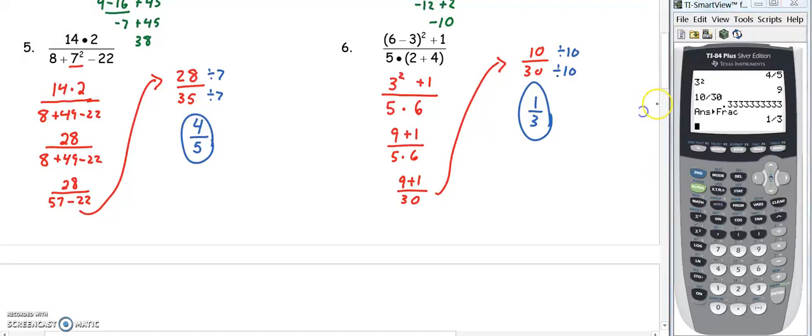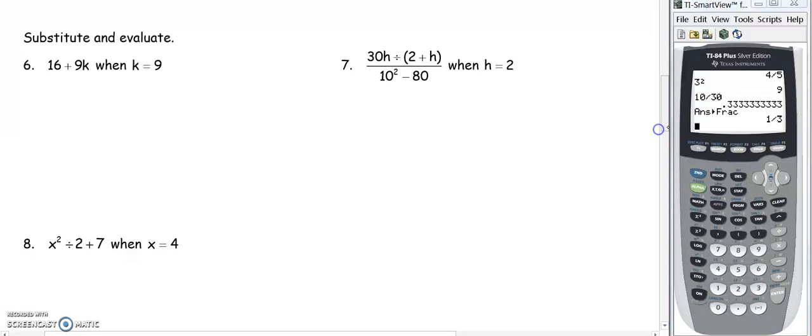Now let's look at some problems that have variables in them, and we need to substitute in before we can evaluate. When you are substituting, it's important to use parentheses for whatever we're substituting in. So in number 6, we have 16 plus 9k when k is 9. So we're going to substitute 9 in for k. Everything else stays the same. So I have 16 plus 9 parentheses 9 because I substitute that 9 in for k. And now I'm going to do order of operations. So my first step would be to multiply. 9 times 9 is 81. So we get 16 plus 81, and then add them together, and we get 97.